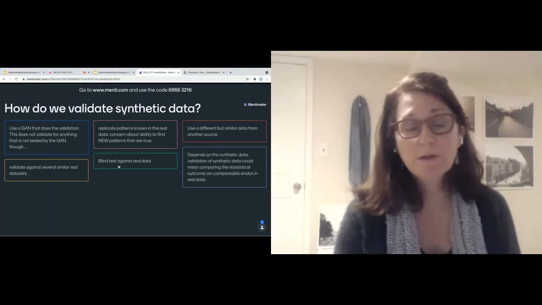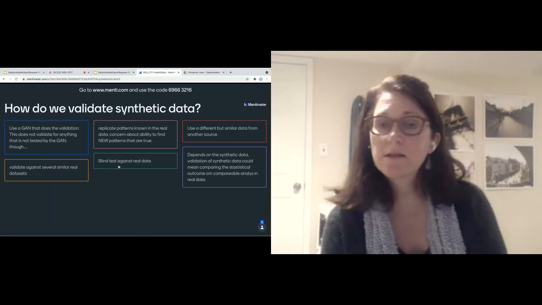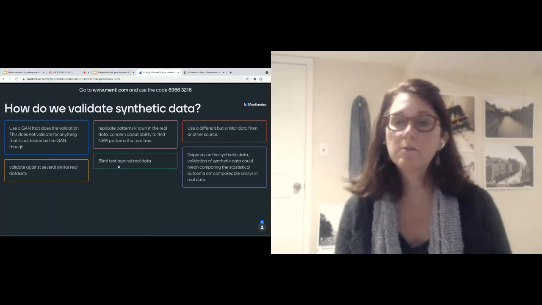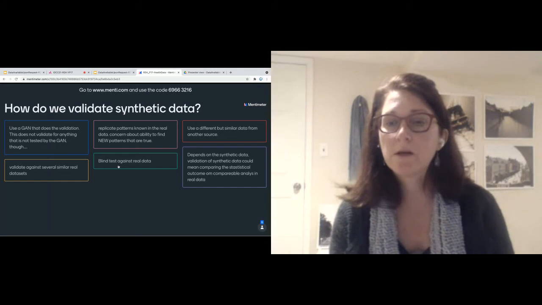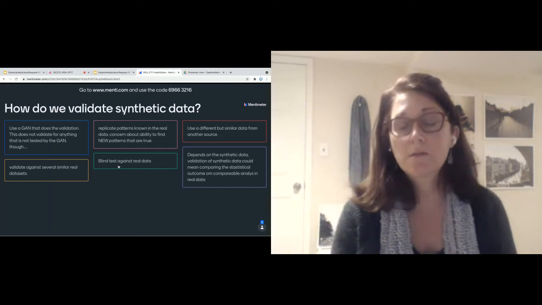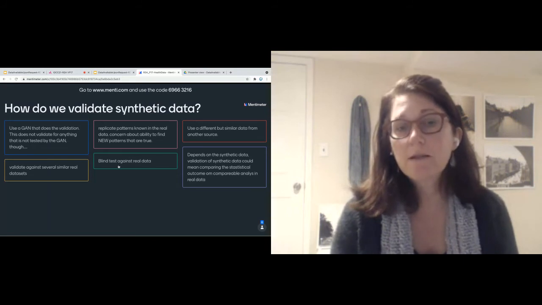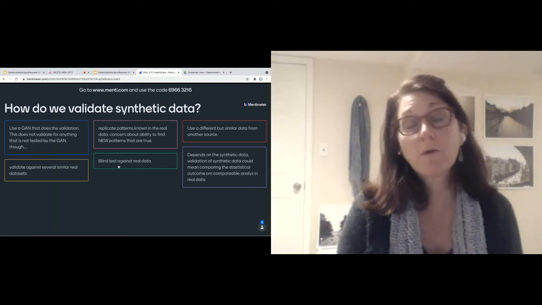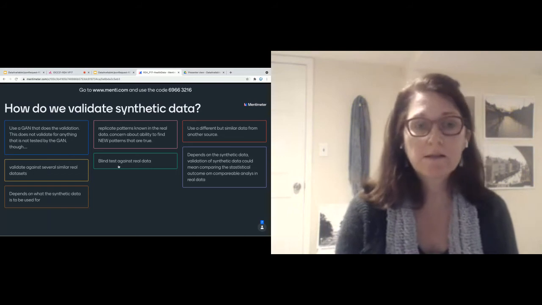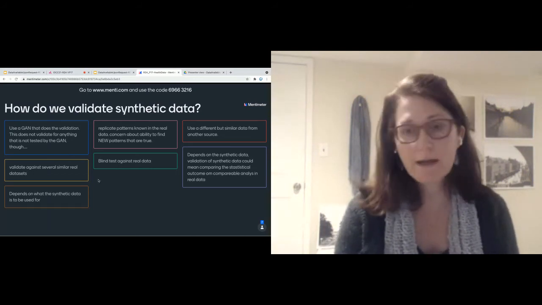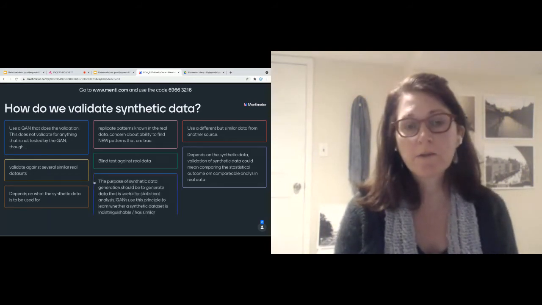Blind test against real data. Yeah, it depends on the synthetic data. Validation of synthetic data could mean comparing the statistical outcome of a comparable analysis in real data. So I think what this is bringing up is that we need to think about what is a valid way of validating synthetic data? Again, completely agree that it depends on what the synthetic data is used for.